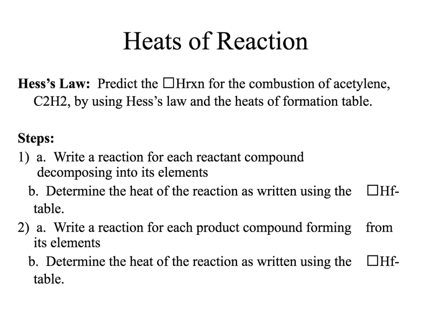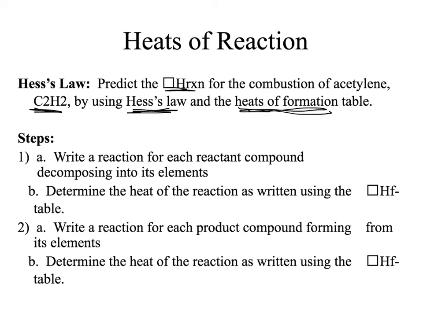So we are going to predict the delta H, the change in heat, for the reaction for the combustion of acetylene, which is C2H2. And we're going to use Hess's law, which is that whole idea that we can add these reactions together. And since I'm not going to give you the reactions, we're going to use those heats of formation, which is the change in energy for the synthesis of everything that's listed on that table.